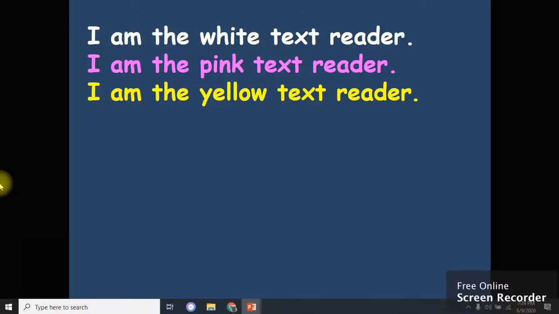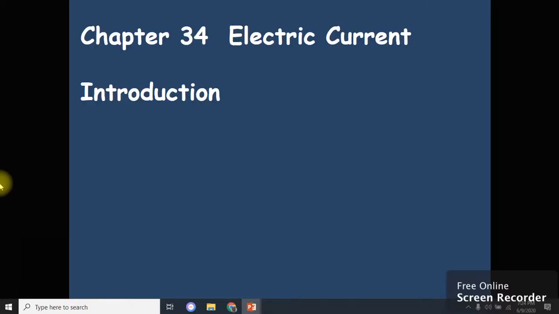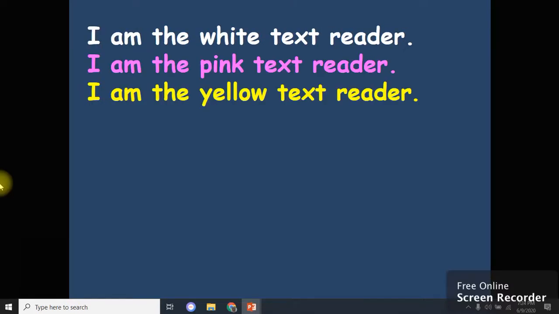Here is a slide that I put together for Chapter 34 review. I am the white, pink, yellow, blue, brown, black text reader.